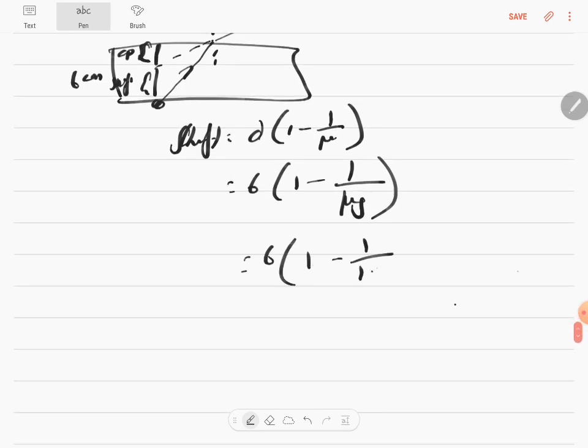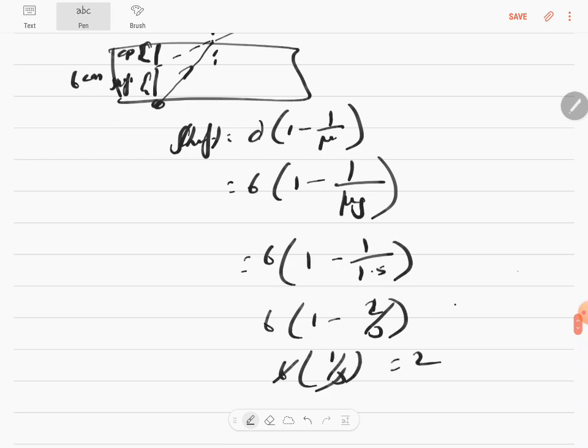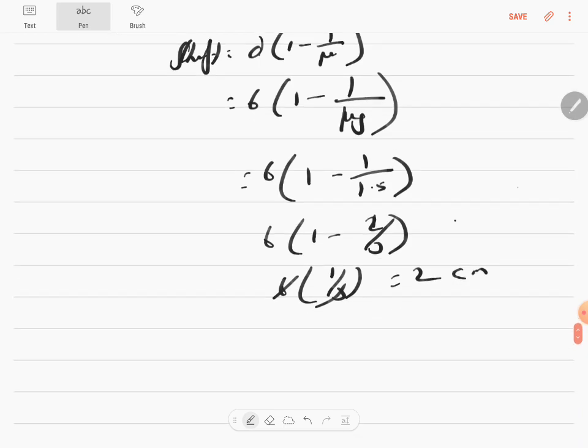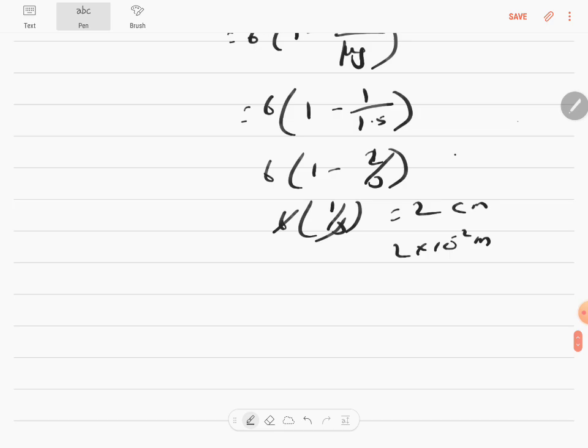So 1 minus 1 by 1.5, and you all know 1.5 is 3 by 2, so it will become 1 by 3. So 6 into 1 by 3, so it's 2. That will be the shift, 2 centimeter. But I'm keeping centimeters as centimeters in this, and I can always say 2 into 10 to the power minus 2 meters after the calculation. Okay, that's a very nice sum. So you must learn all these sums.